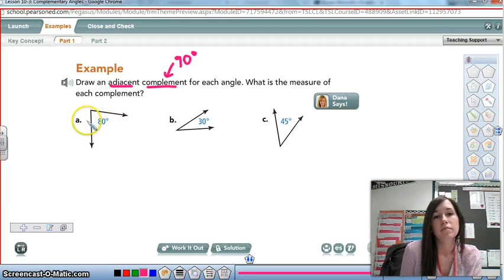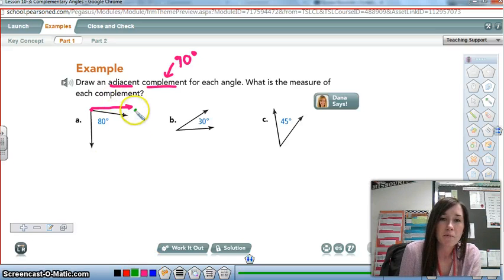For this first one, we already have an 80-degree angle. If we're looking for a complement, we need another angle that would then sum to 90 degrees. Well, this one's 80. We need a 10-degree angle to make 90. So our second angle will be 10 degrees. Now we are also supposed to draw them adjacent, so they would share a vertex and share one of their sides. So we can almost just sketch in our 10-degree angle right here, and this measurement would be 10 degrees.